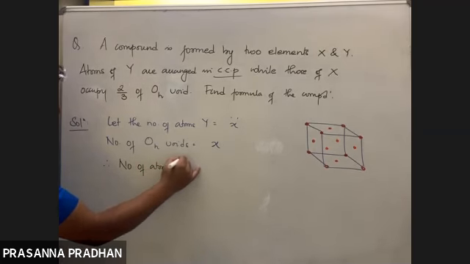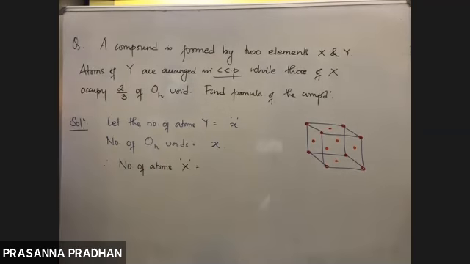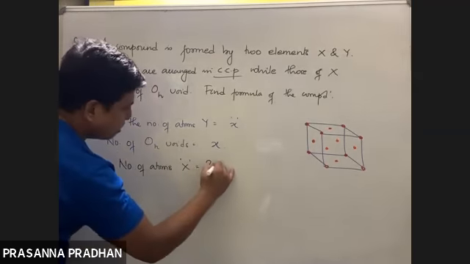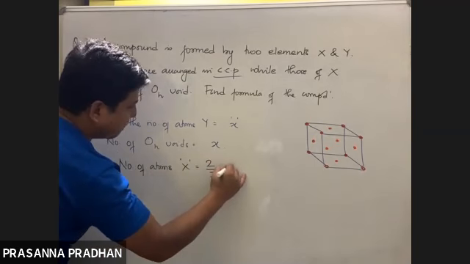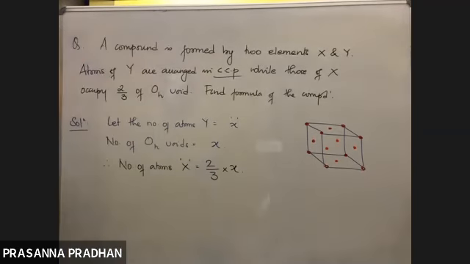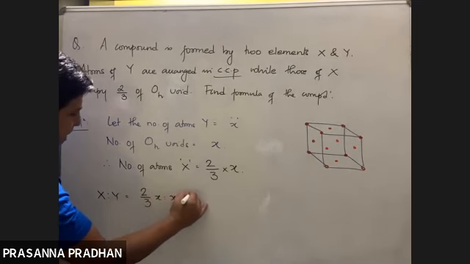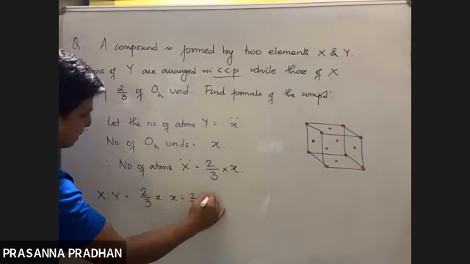Number of atoms X कितना होगा? Yes, it occupies 2/3 of total octahedral void. Total octahedral void X था, उसमें से atom X occupy कर रहा है 2/3 of that octahedral void. So what is the ratio of X is to Y? क्या होगा ratio? What is the ratio? X is to Y बोलो. 2/3X is to X, ये आएगा 2/3 is to 1.